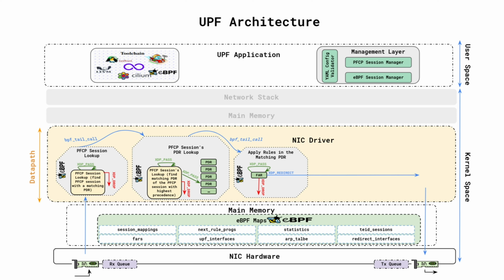2. Data path layer. Hosted within the NIC driver. This layer is responsible for processing the user traffic. It is an eBPF service function chaining (SFC), responsible for parsing, filtering, classifying, and redirecting user traffic based on the rules received from the SMF, aka PDRs, FARs, MARs, and BARs.